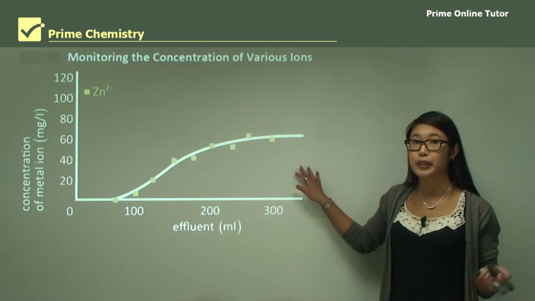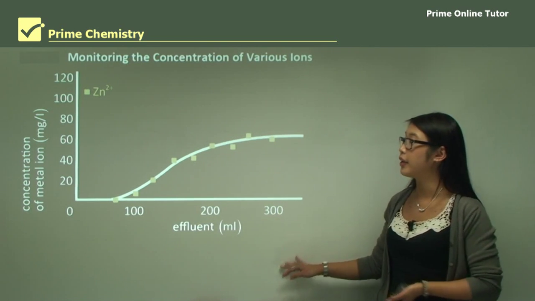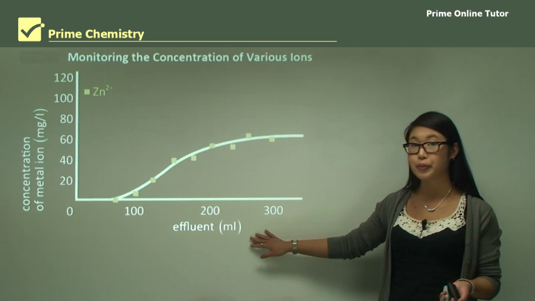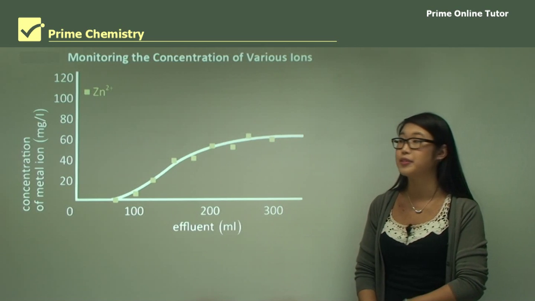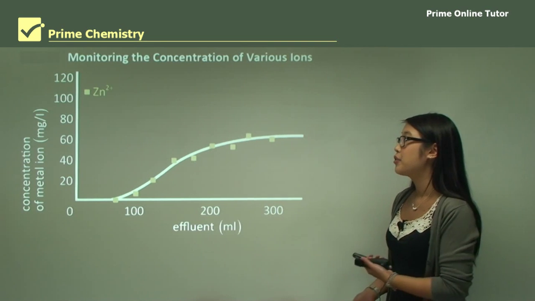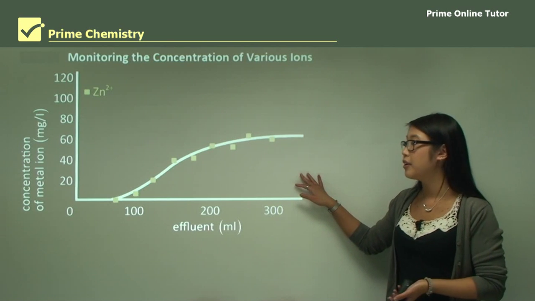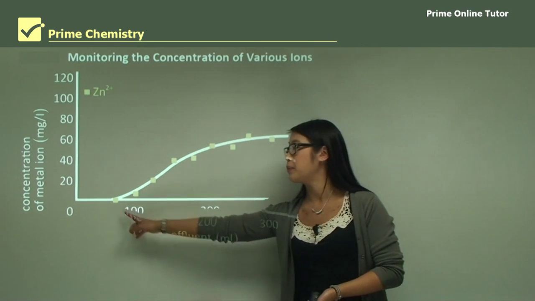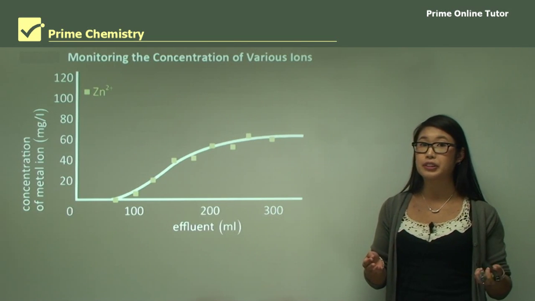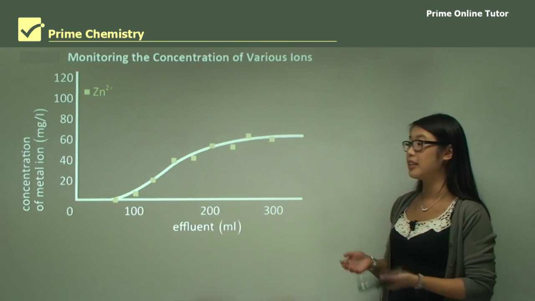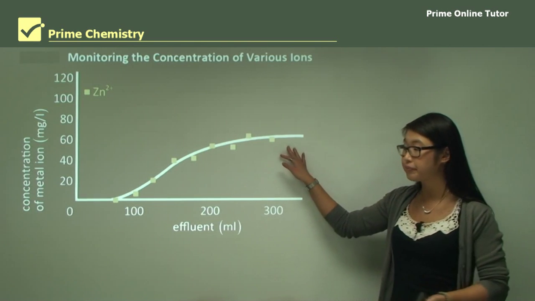So in this graph we're looking at zinc ions in effluent, and on the x-axis we have effluent in mLs, and on the y-axis we have concentration of metal ions. So in this case it's zinc. Once we get all our data, we plot it on the graph. So say for this one we plotted the first one at a 0 concentration of zinc. We had just under 100 mLs of effluent, and so on up to here.